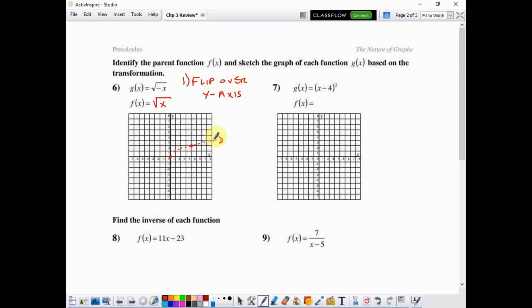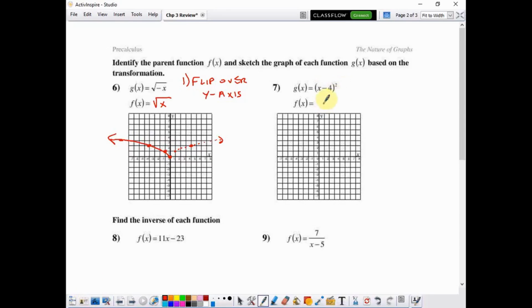So all these coordinates flip over the y-axis. So 0, 0 is going to stay where it is. And then we're going to move 1, 1 to negative 1, 1. 4, 2 will become negative 4, 2. And 9, 3 will become negative 9, 3. So that is what our final graph looks like.